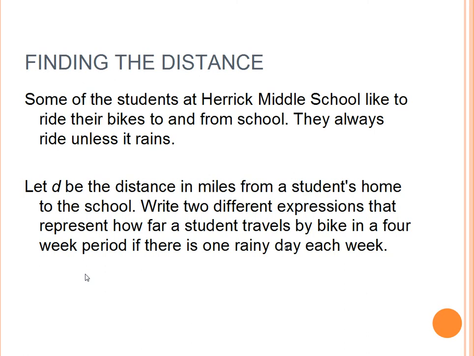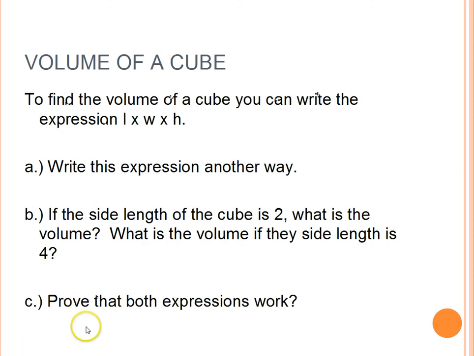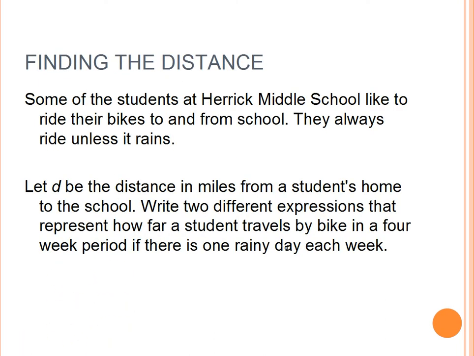One of the things that you have to keep in mind is the essence of the problem. It says it's the Herrick Middle School, so they're riding to and from school. That's important, and they always ride unless it rains. So school is only 5 days out of the week. So to simply write this, you would have to write an expression something like this. On 1 day, it's the distance there plus the distance back. And then I would add to that the distance there plus the distance back. So that would be the second day.